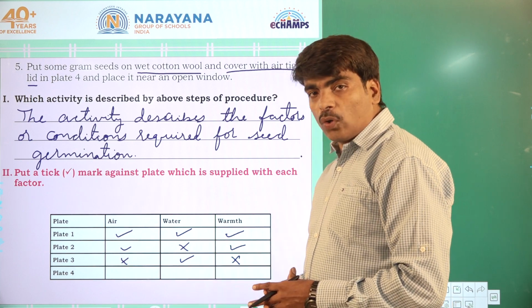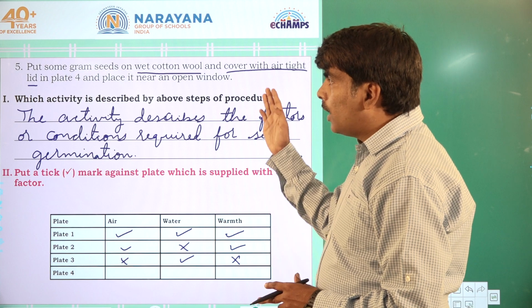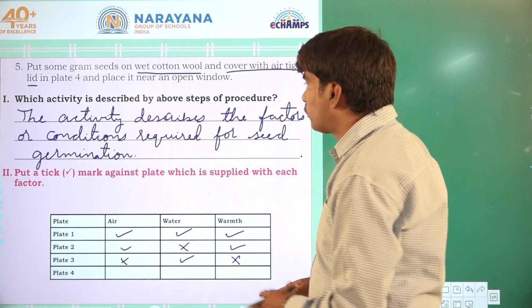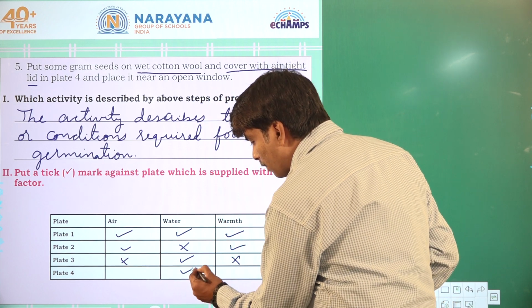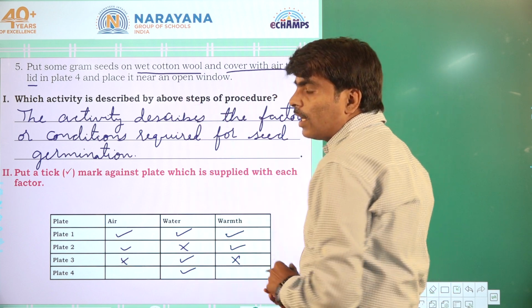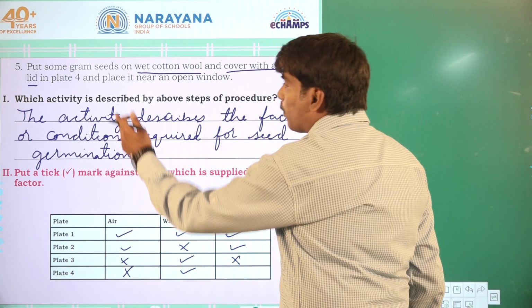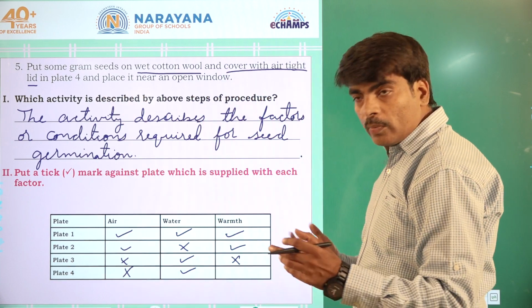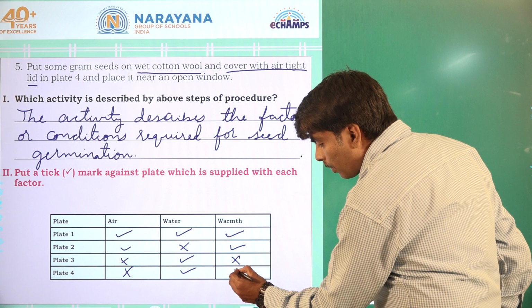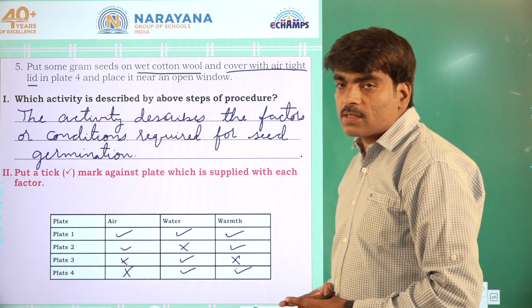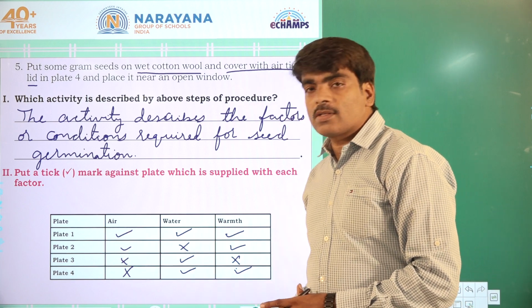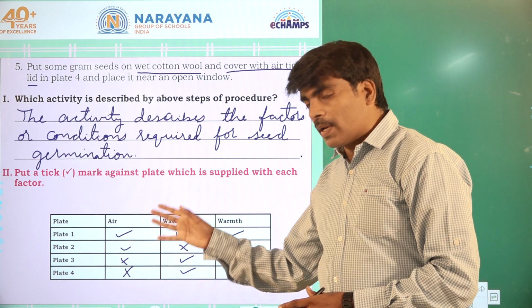So coming to plate 4. Plate 4 is having wet cotton. Yes, but we see it is covered with an airtight plate. It means that it is not receiving air. We are placing it near the open window, means sunlight is receiving, warmth is receiving. So these are the different factors or different conditions under which the plates are kept.